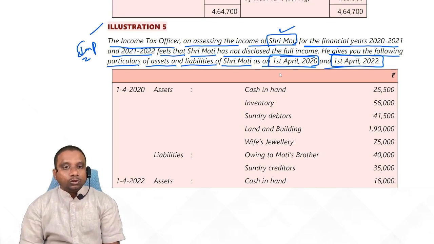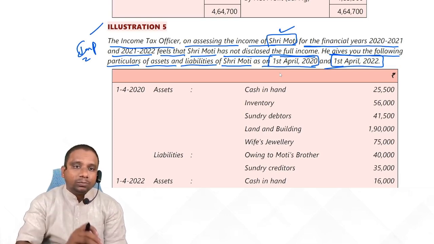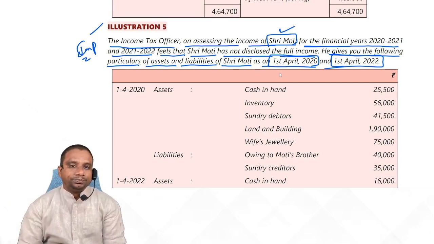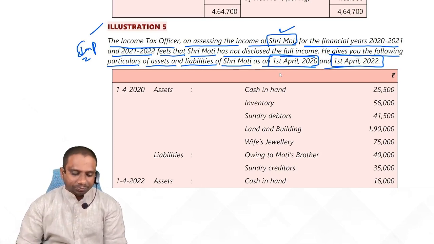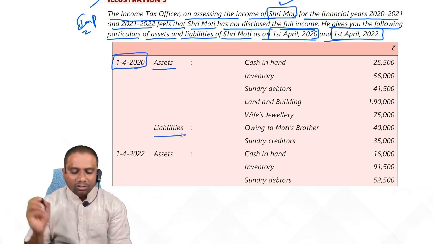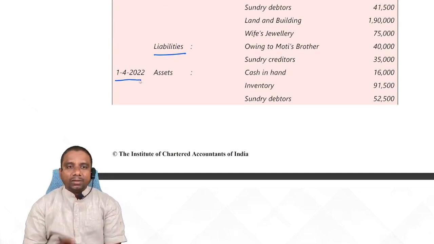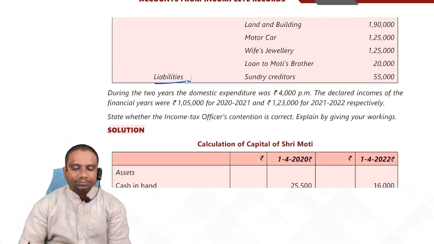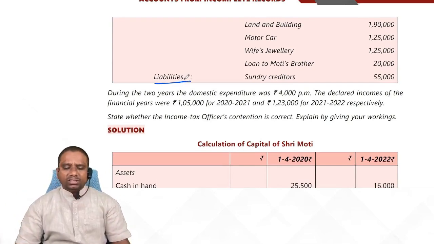So what we have to do here, we have to prepare a statement of affairs as on 1st April 2020, and at the same time on 1st April 2022. So for 2 years, this statement of affairs is prepared. Do remember. One for 2020, assets information, liabilities information. One for 2022, 2 years time gap. Do remember, assets information and liabilities information. Now all these assets and liabilities we present in a statement of affairs format.